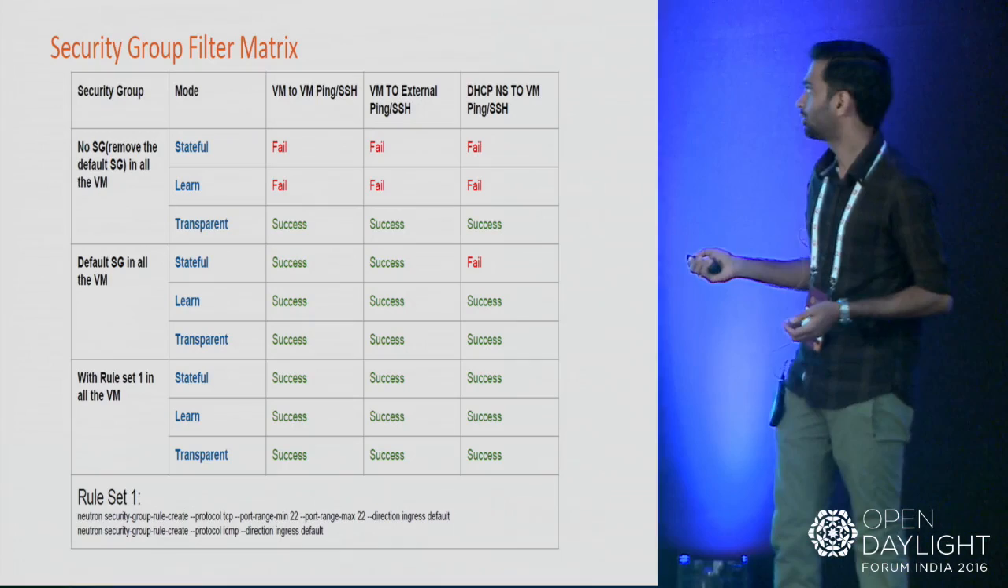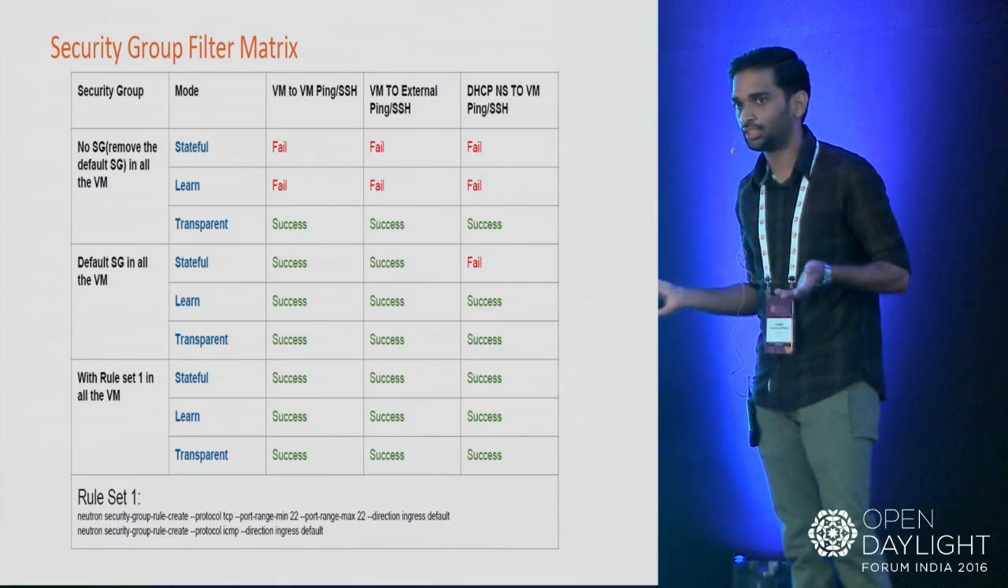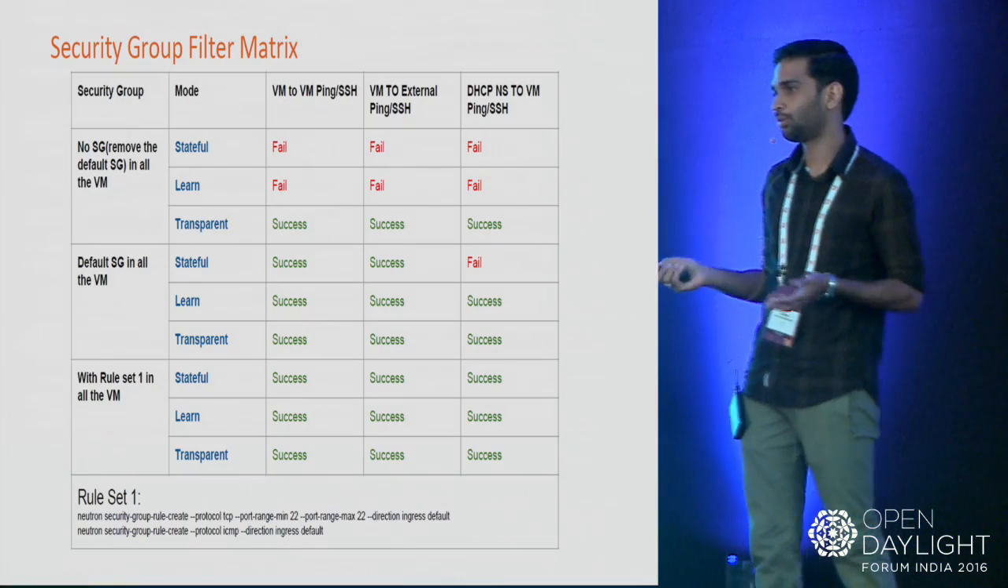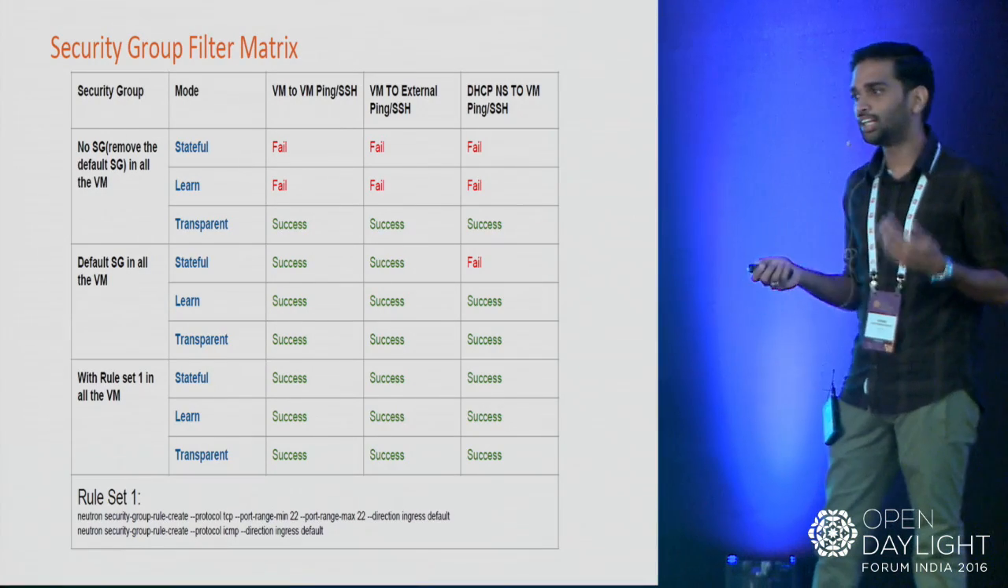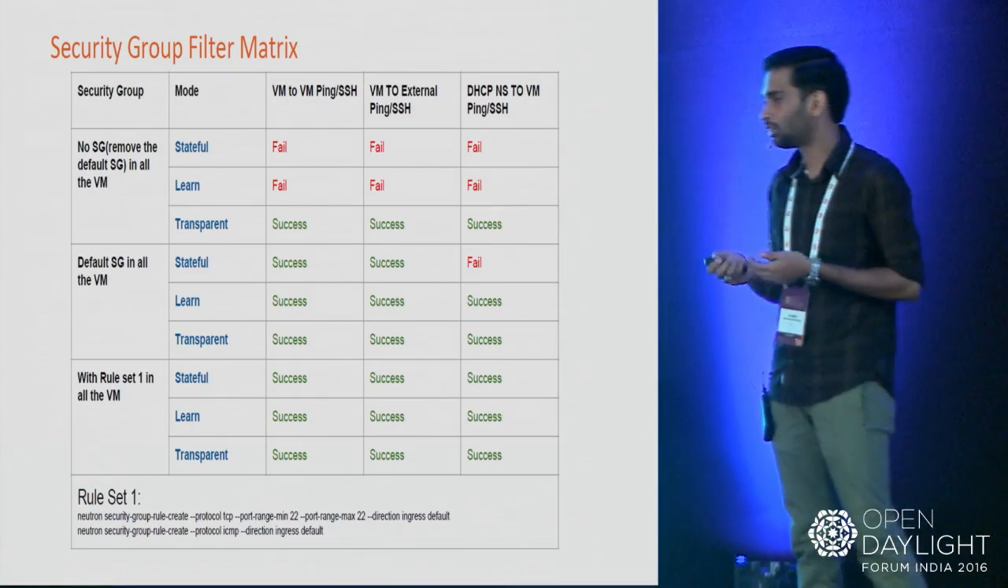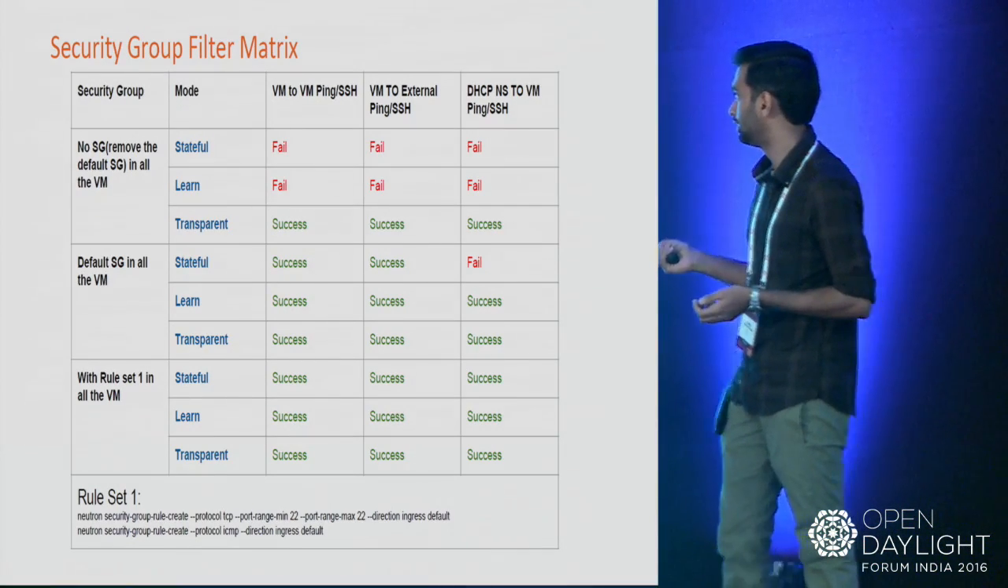So that is the first case, where there is no SG associated with the VM: all the traffic will be blocked. The VM cannot ping anyone. The only traffic that will be allowed is DHCP traffic, so that the VM will get an IP. ARP is also allowed. The rest of the traffic is blocked if you don't have any SG.